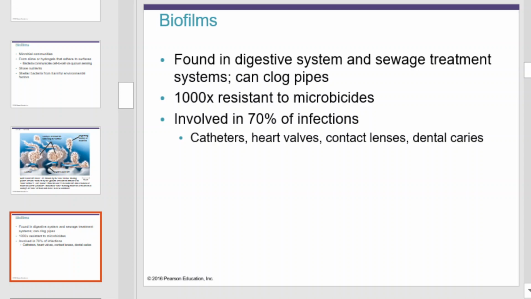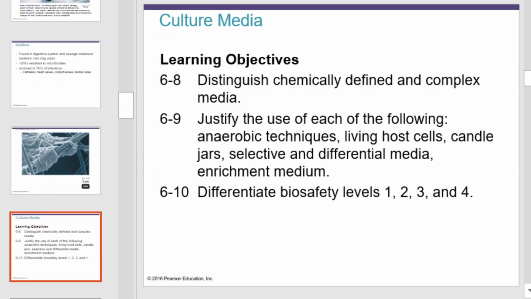Biofilms can be found in the digestive system and sewage treatment systems. They can clog pipes, and they are 1,000 times more resistant to microbiocides and involved in 70% of infections of catheters, heart valves, contact lenses, and even cavities, dental caries.